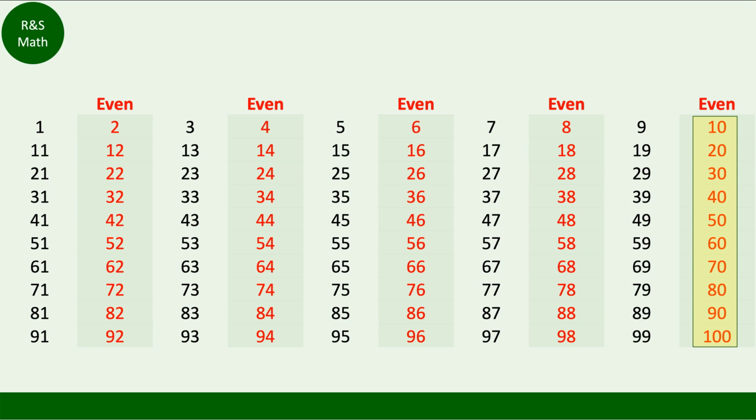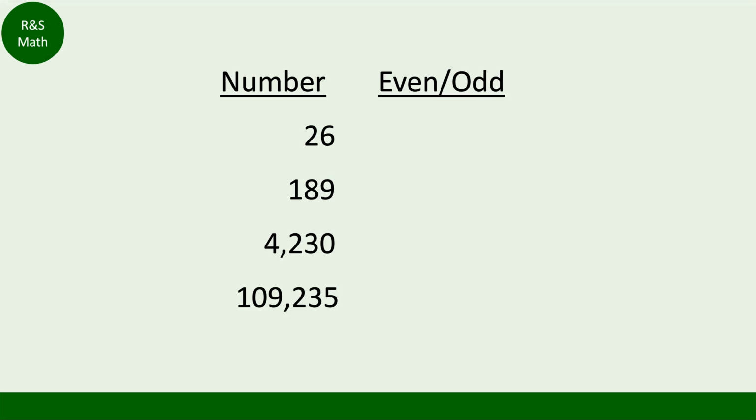So, we have a very easy way of telling if a whole number is even or odd. All we have to do is look at the last digit. If the last digit is either a 0, 2, 4, 6, or 8, then the number is even. If the last digit is anything else, the number is odd. Let's look at a few examples. To see if 26 is even or odd, we look at the last digit. Since the last digit is a 6, 26 is even.